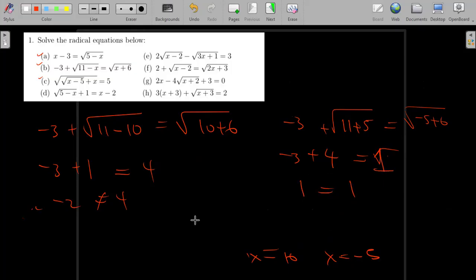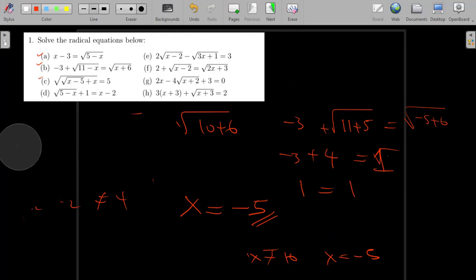To 1. So the only solution here is x equal to what? Negative 5. That's the answer. And 10 is not a solution. It's a what? It's an extraneous solution. It's not a solution for this. So that's what you get.